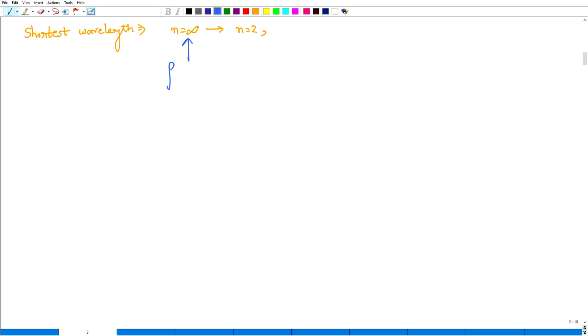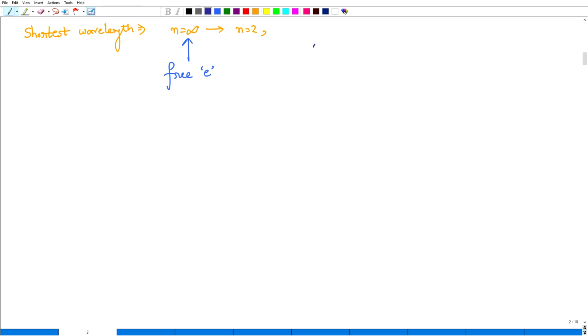So n equals infinity means a free electron. So we have to consider the free electron coming to n equals 2, and the corresponding wavelength will be the shortest wavelength, as the required energy is maximum for the Balmer series. Okay, so let us calculate now.